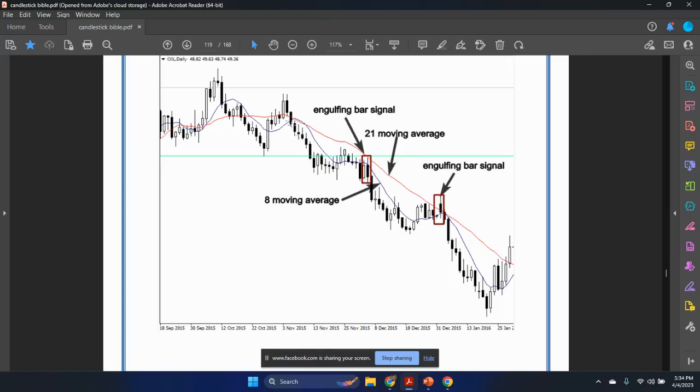Here we have price below the 8 moving average, and also below the 21 moving average. That bearish engulfing has been formed. You enter in and you sell it down. We are still within that bearish market. That bearish engulfing bar signal has been formed as well, and we sell one more time before getting out because it's still below.